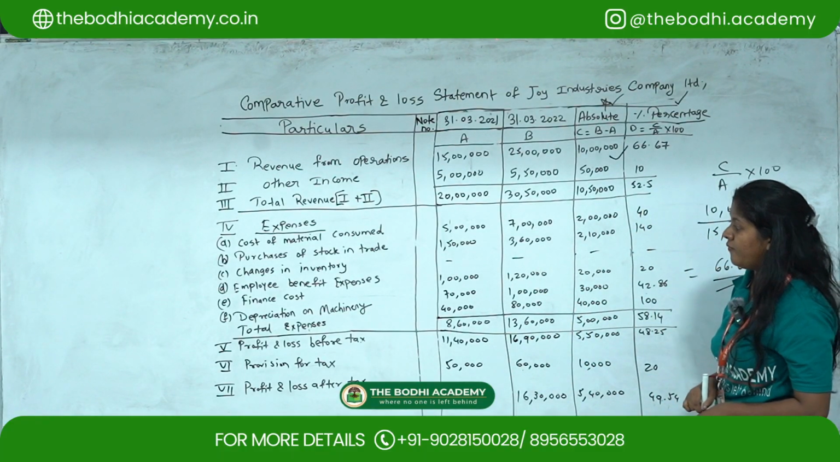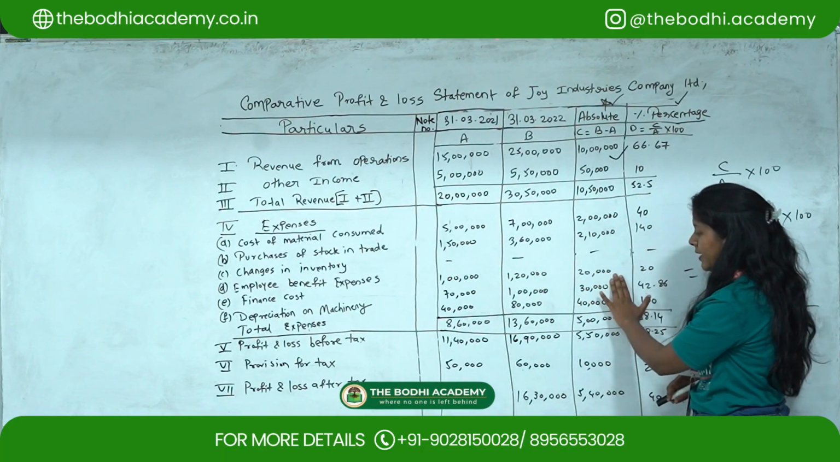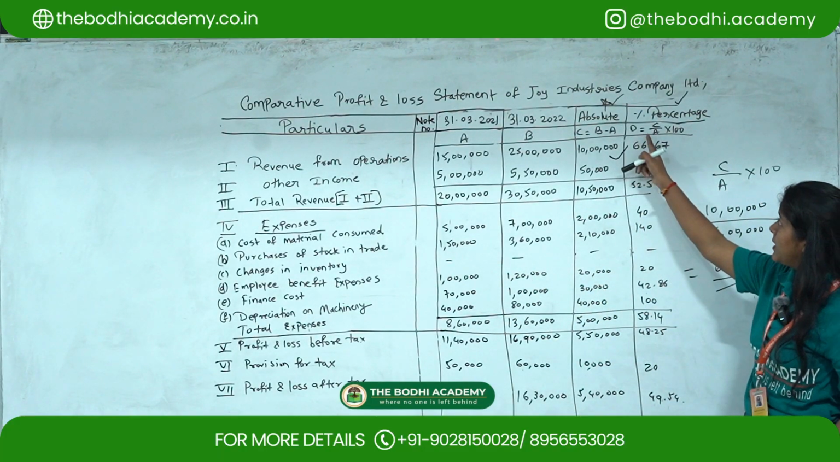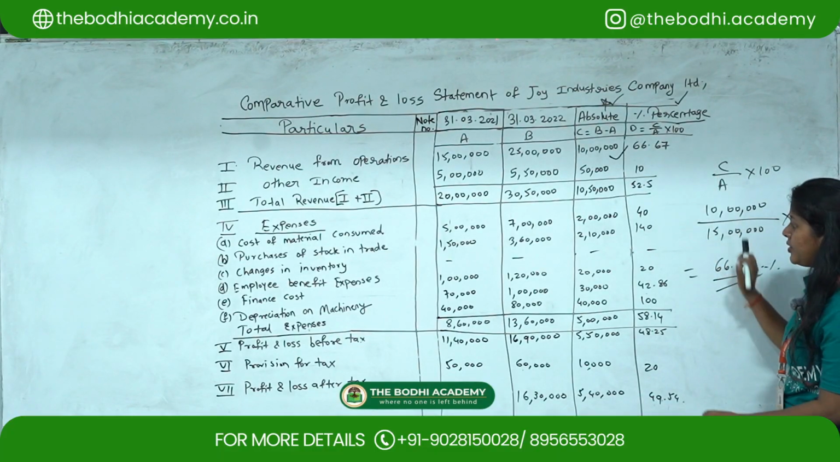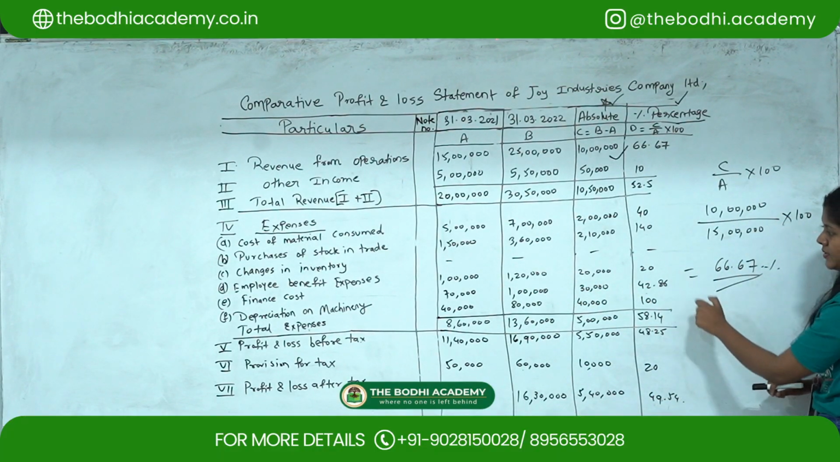Next, employee benefit expenses, the same thing you have to do: 1 lakh 20 minus 1 lakh, you will get 20,000. And then to calculate the percentage, again 20,000 divided by 1 lakh multiplied by 100, you will get 20%.